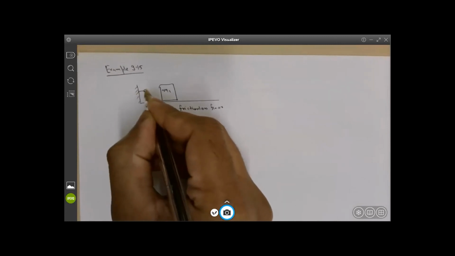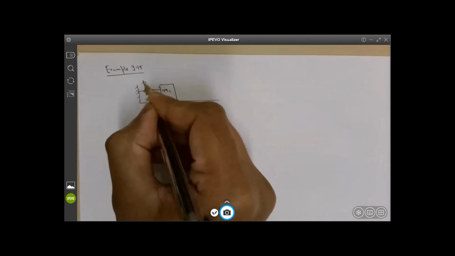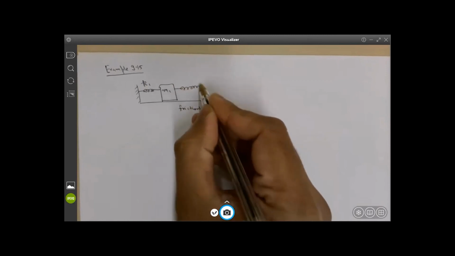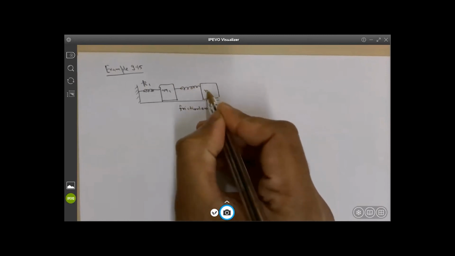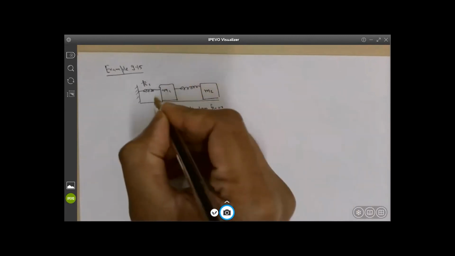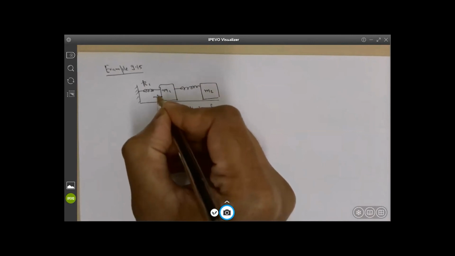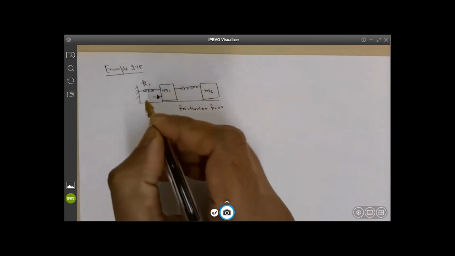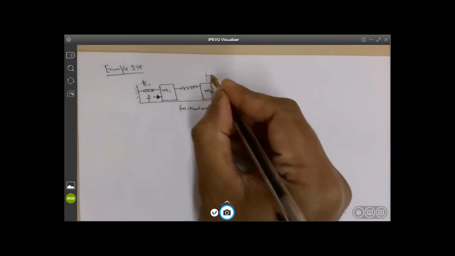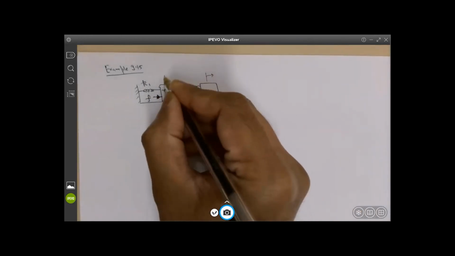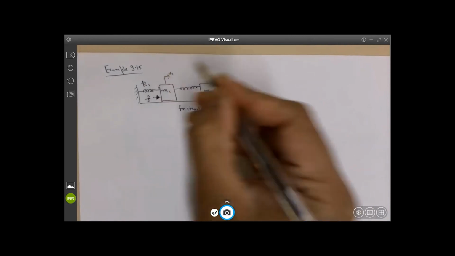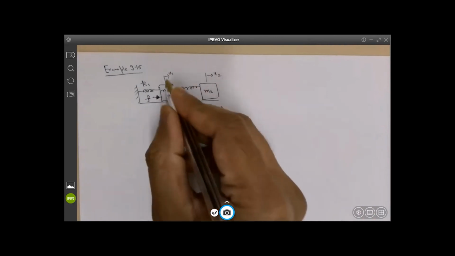This is attached to a spring of constant K1. Then another spring is attached to another mass M2. And a specific external force F is applied at mass M1. To describe the governing equation of motion, you take two generalized coordinates, x1 and x2.